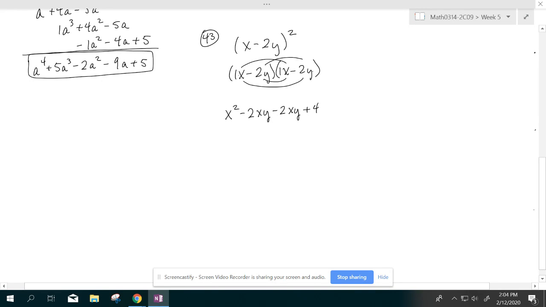4. Oh, and the letters are the same, so add their powers. Y to the 1 times y to the 1, y to the 2. Do I need to CLT? Yes. How many xy's do I have? 2 terms. When I combine them, I have negative 4 of them. And that is done. And that's how you do it. Anybody have any questions on polynomial multiplication?